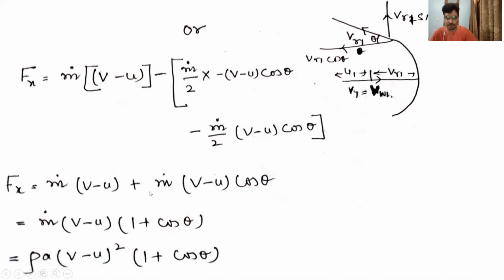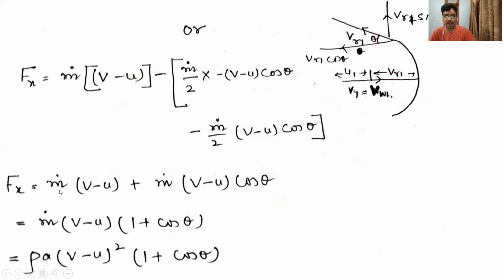into V minus U, this is the initial momentum, minus m dot by 2, because half mass flow rate will go in this direction, half will go in this direction. So m dot by 2 into minus V minus U cos theta. This is the value of VR1 cos theta, because VR1 equals to V minus U, minus m dot by 2, it is minus because this is also minus V minus U. So this minus is here. M dot by 2 into V minus U cos theta.